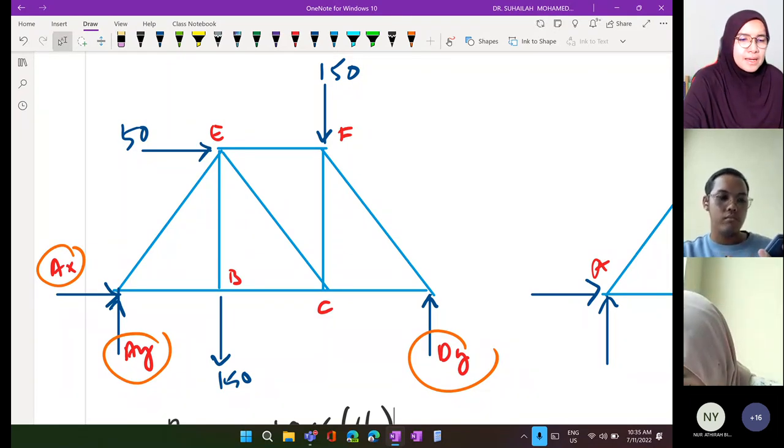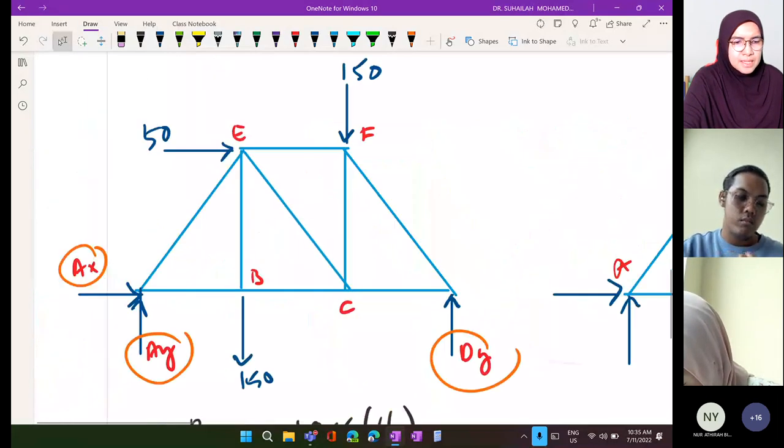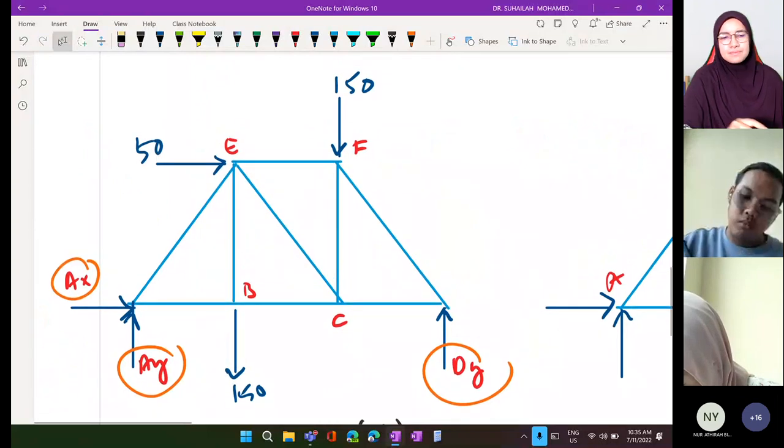Also calculate the reactions for the redundant system, the redundant truss. Calculate this one first.